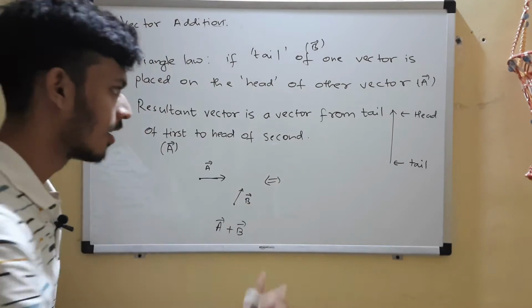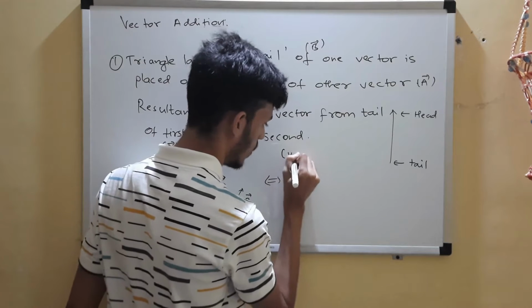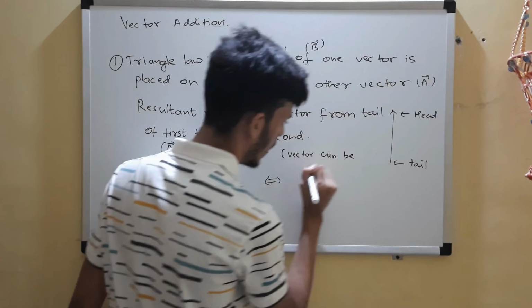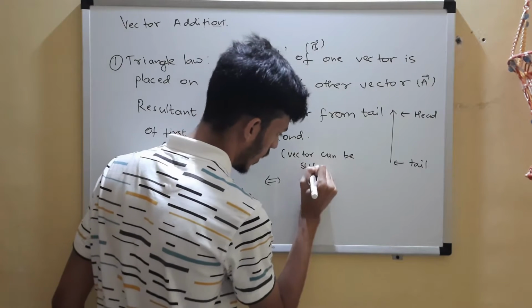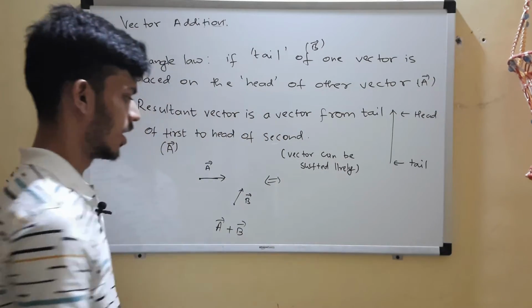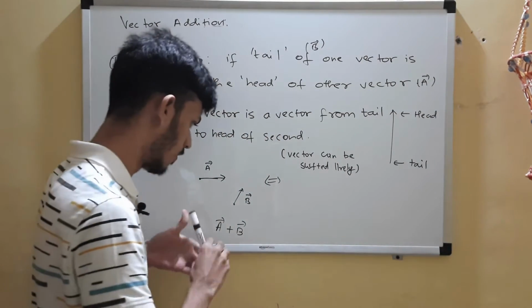So one thing, do you know that vectors can be moved parallelly? Vectors can be shifted parallelly. If you shift a vector parallelly, it won't change. Like now if you have B over here.